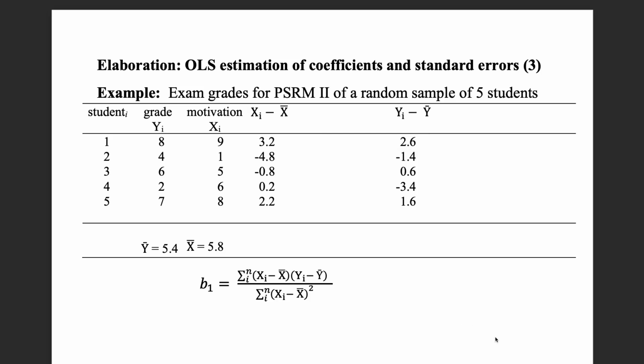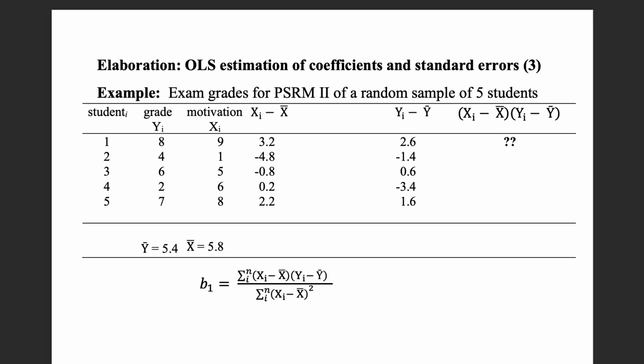And again, we can do this for all the different students. And again, we see some people have an above average grade, so that's the positive values, and some people have a below average grade, that's the negative values. So once we have those, we can work out this part on top of the formula, because we need to multiply these two values with each other. So what is xi minus x bar times yi minus y bar?